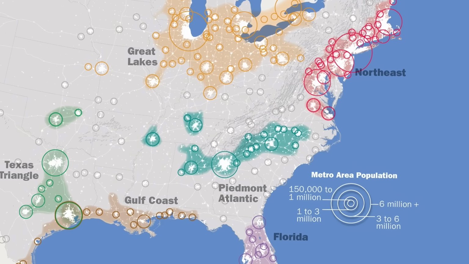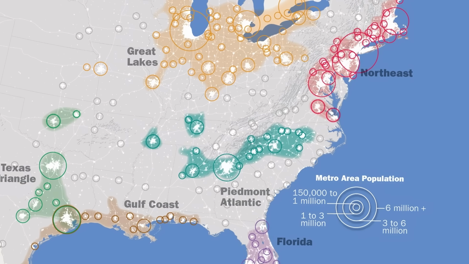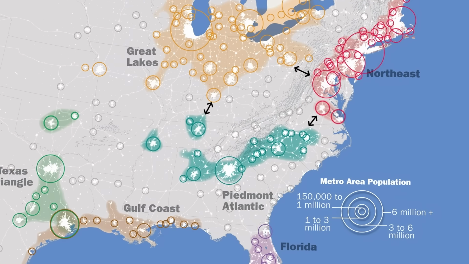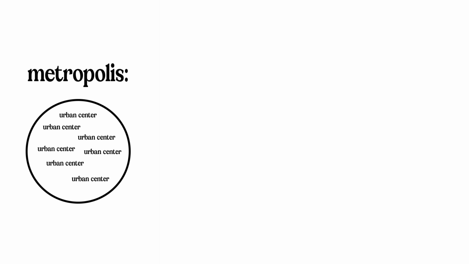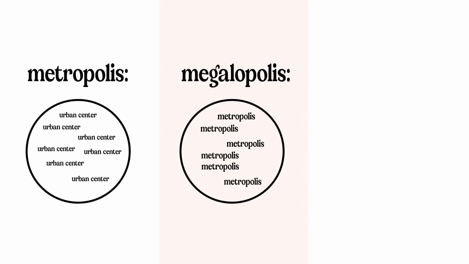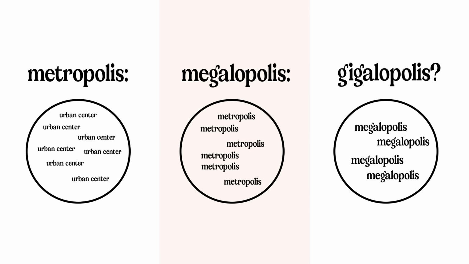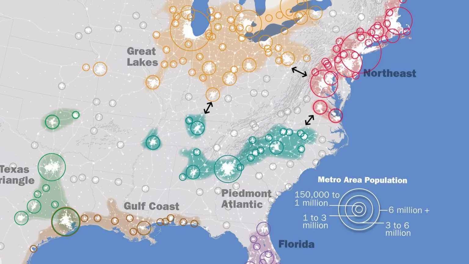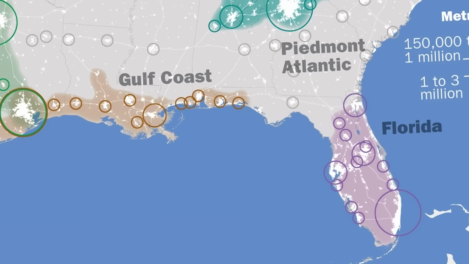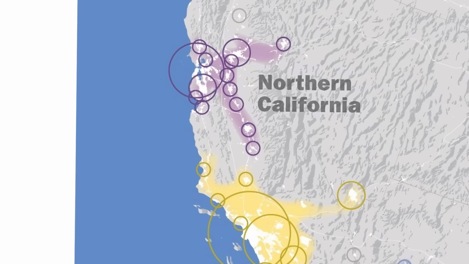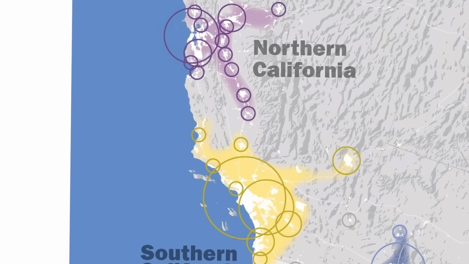Furthermore, if you look at the map, you can see that many are close to each other, and if they continue to grow and expand, they might intersect and unite amongst them. Just like the Metropolis United Urban Areas and the Megalopolis United Metropolis, maybe we'll soon have something like Gigalopolis, which united several megalopolis. The Great Lakes are almost meeting with the Northeast and Piedmont Atlantic. The Gulf Coast could soon reach into Florida's, and the two megaregions of California might connect as well.